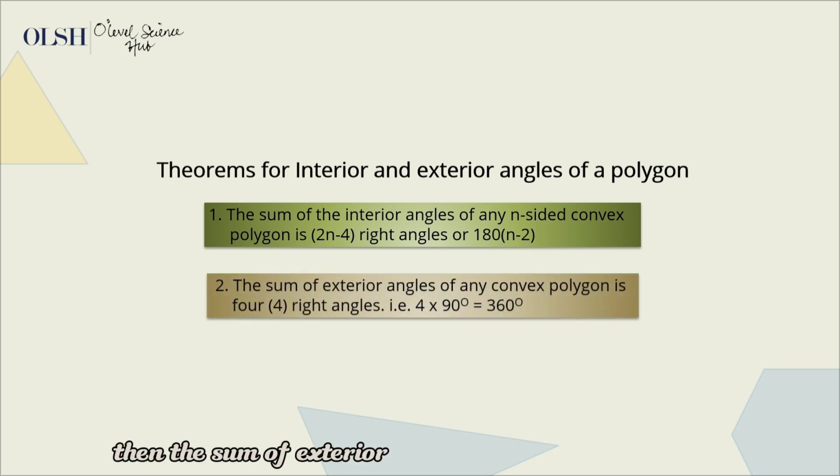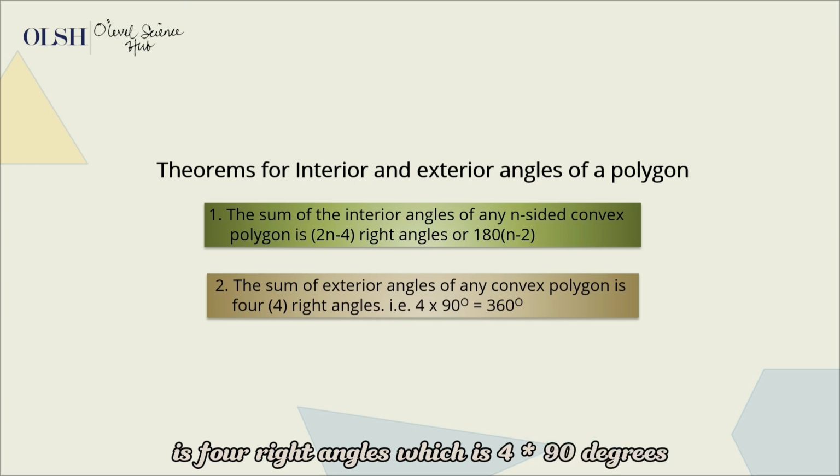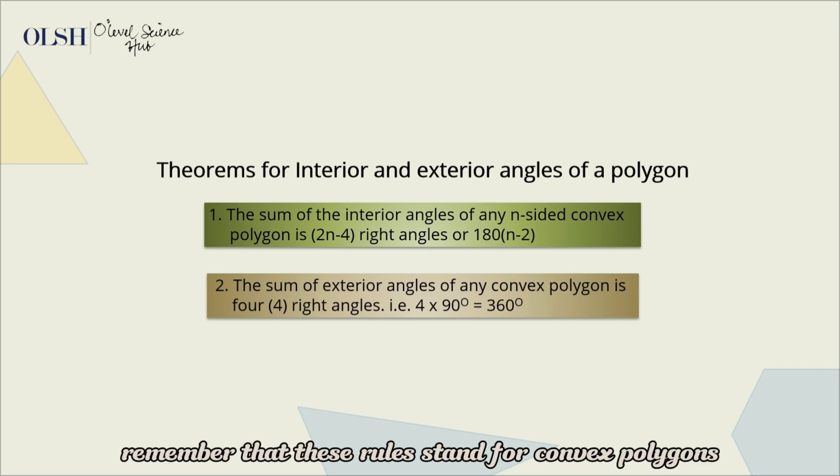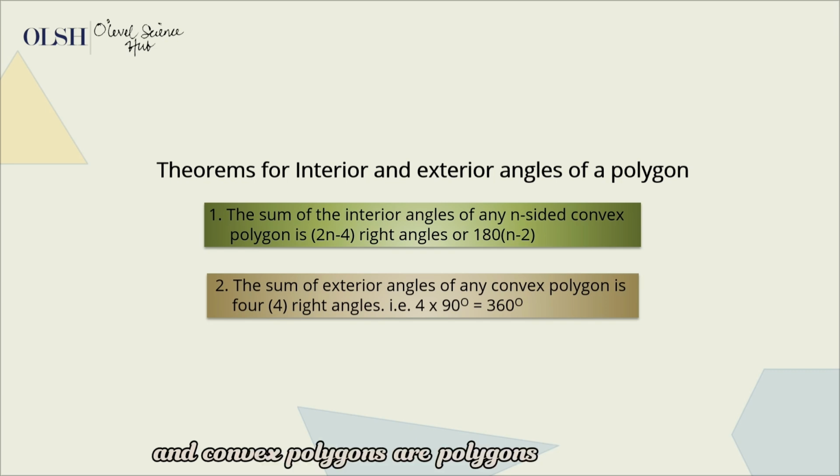Then the sum of exterior angles of any convex polygon is 4 right angles, which is 4 times 90 degrees, which is 360 degrees. Remember that these rules stand for convex polygons, and convex polygons are polygons that have all interior angles less than 180 degrees.